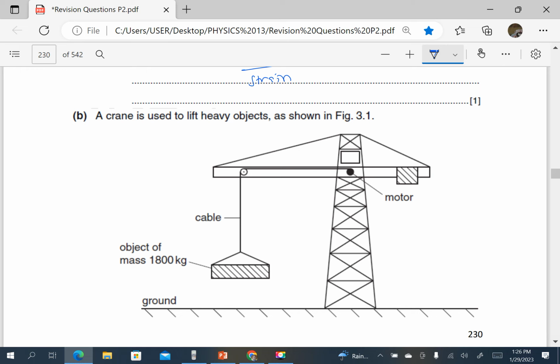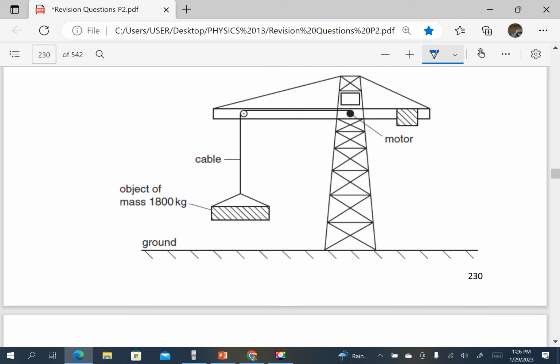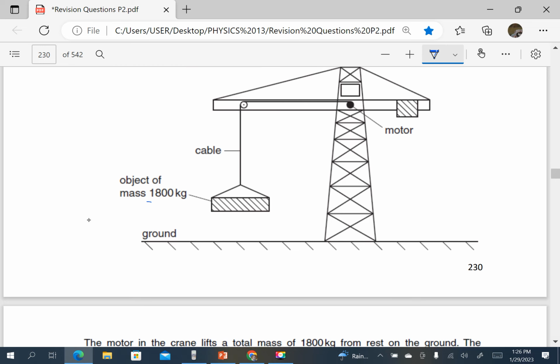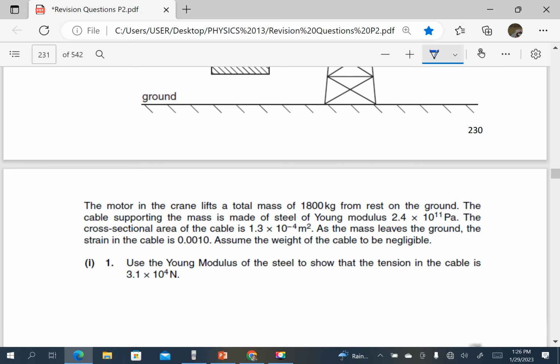Okay, a crane is used to lift heavy objects as shown in the figure here. The mass is 1,800 and there is a motor at the other side. The motor in the crane lifts a total mass of 1,800 kilograms from rest.